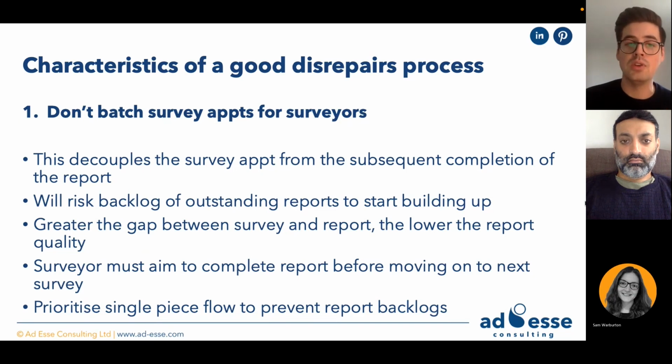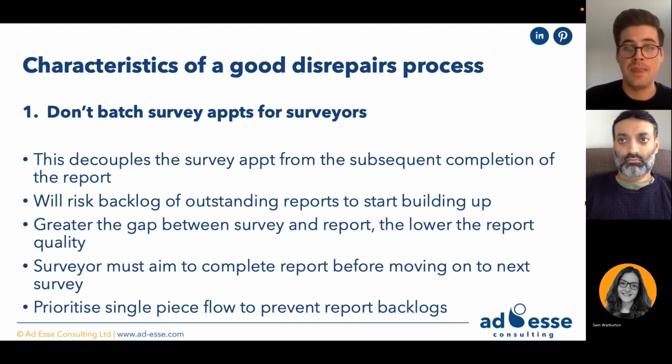So the aim should be completing the report immediately after the survey that's just been completed and before moving on to the next appointment. That way you're going to guarantee you get all the right information in as soon as possible, and that case can continue to flow through the process rather than being held up at that next stage unnecessarily. So really here we're talking about prioritizing that single piece flow to prevent those backlogs from starting to build up.